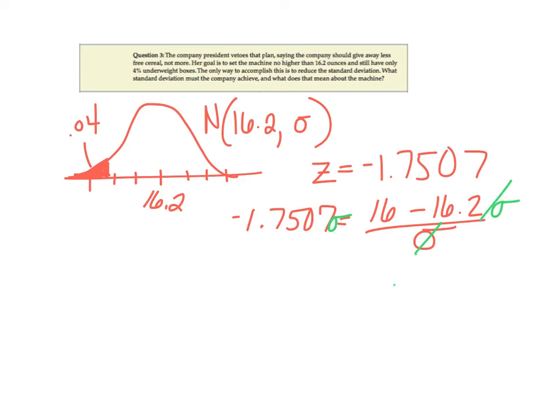Now if I multiply both sides by the standard deviation, do a little algebra to solve this: 16 minus 16.2 is negative 0.2. Divide both sides by negative 1.7507, and that gives me a standard deviation of 0.114. So I know that the standard deviation must decrease to 0.114 ounces. This means the machine must be more consistent in its weights.